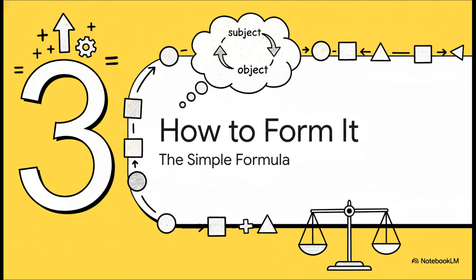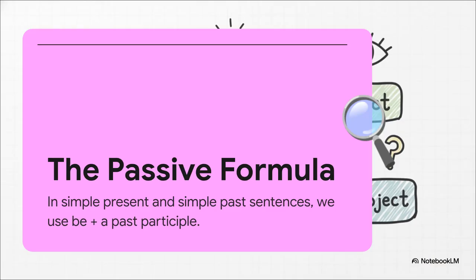Okay, so we've got the why down. Let's move on to the how. And believe me, it's not as complicated as it might sound. There's a super simple formula for building a passive sentence. Here it is, the key to the whole thing. The passive formula is just the correct form of the verb to be plus the past participle of the main verb. That's it. Just remember, be plus past participle.